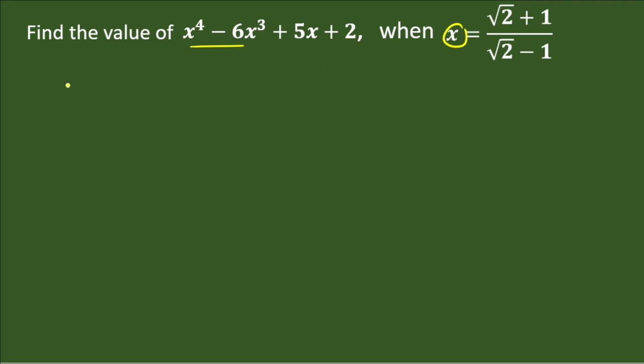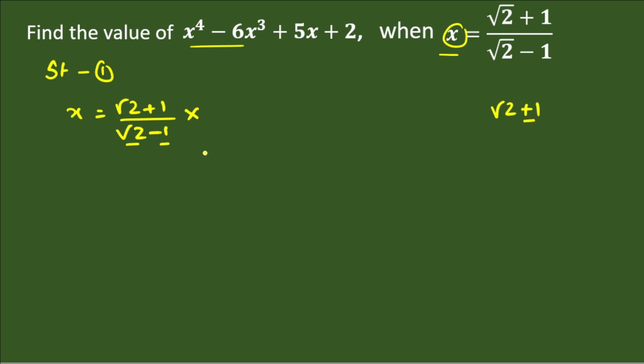So now for the first step for solution of this problem, we'll simplify the value of x. Here the value of x is given as square root 2 plus 1 divided by square root 2 minus 1. Now to simplify this, we'll rationalize this. For that, we'll multiply by the conjugate of the denominator. The conjugate of the denominator will be square root 2 plus 1, because it has a negative sign, so we'll take a plus sign for the conjugate.